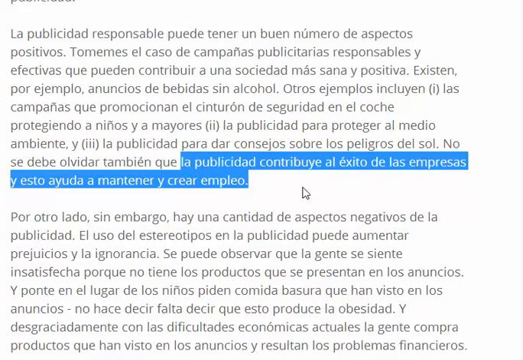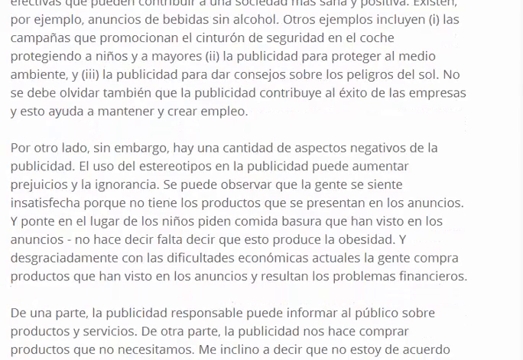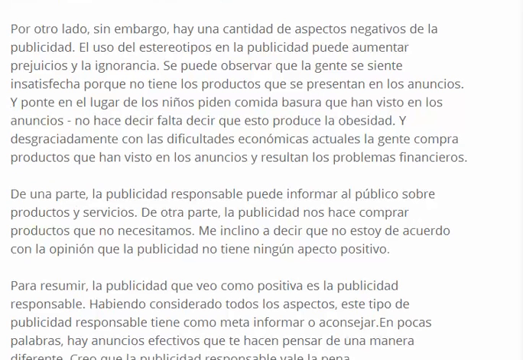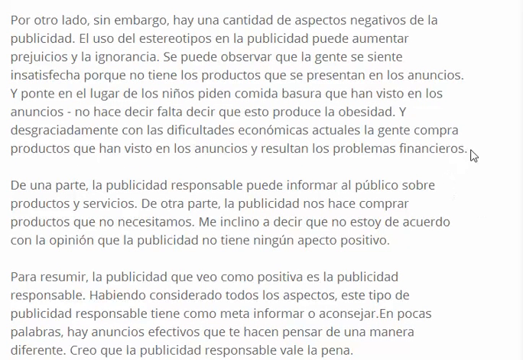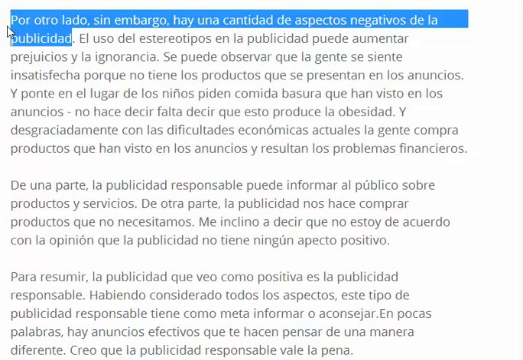I'm now going to pull the screen up a little bit more, and immediately in my third paragraph what we've got is a contrasting idea. So positive, and now I've got por otro lado, sin embargo, hay una cantidad de aspectos negativos de la publicidad. On the other hand, however, good strong connectives, and it's clear to the reader that I'm now going to give an alternative point of view.